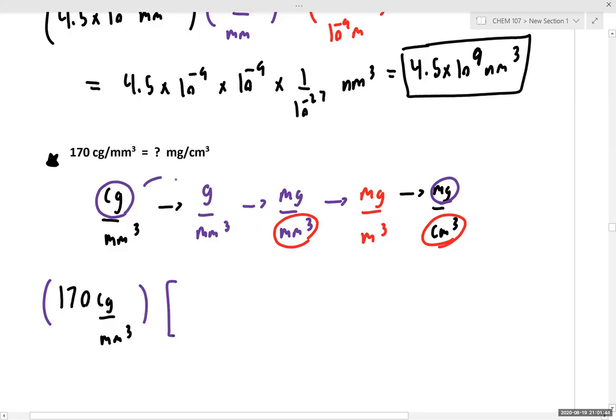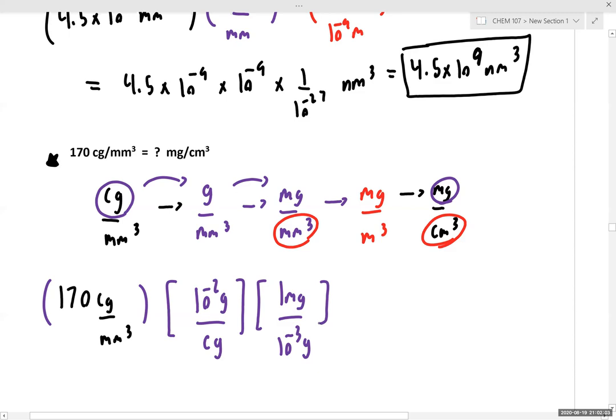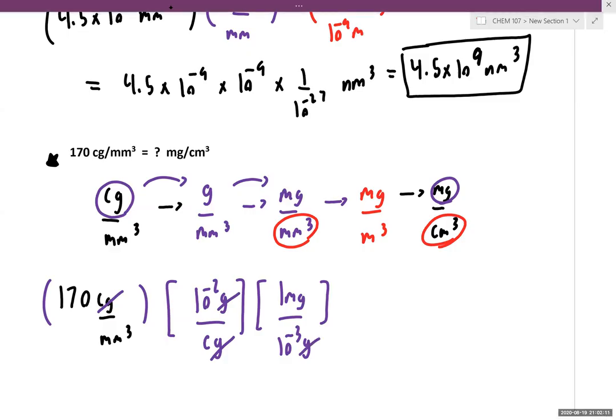if we want to go from centigram to gram, we put grams on top, and we know we have 10 to the negative second gram per centigram. If we want to go from grams to milligrams, we put milligrams on top, and in 1 milligram, we have 10 to the negative third gram. So we completed our first conversion.